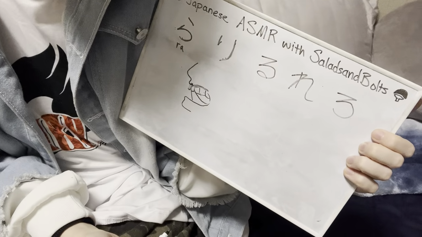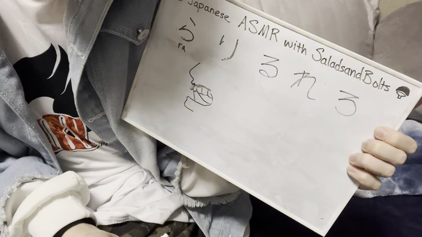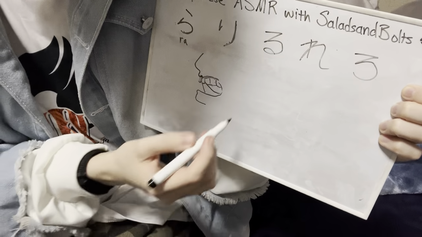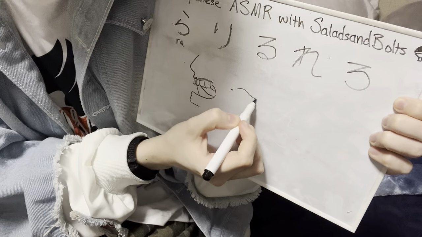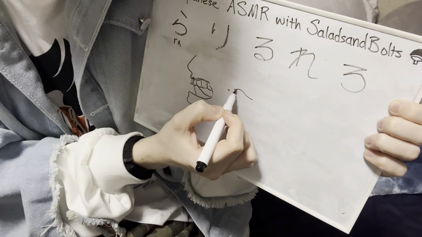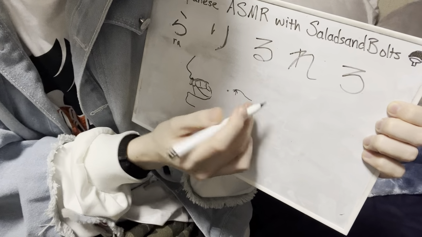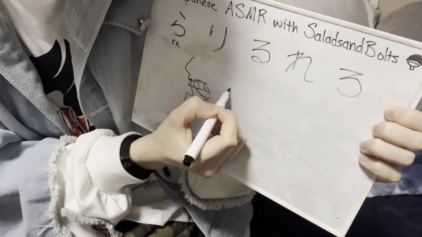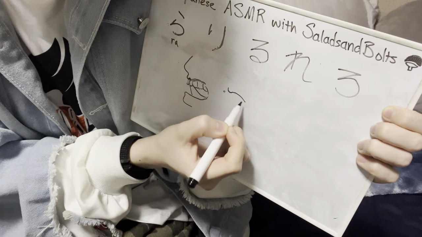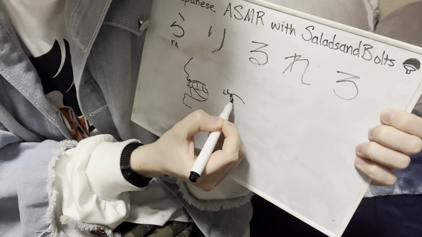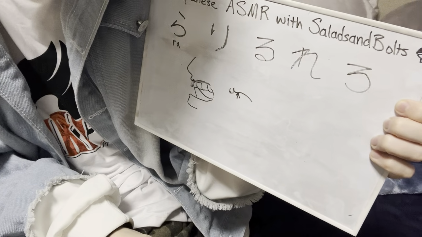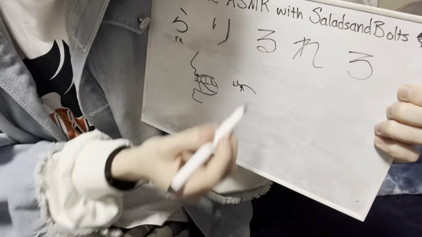When you say ra, ri, ru, re, ro, it hits that spot. Like this is the roof of your mouth, it hits this spot right here. There's like a ridge, right? Those are your teeth, and then that's the roof of your mouth. Your tongue hits right here. Hopefully that helps make a little bit more sense.